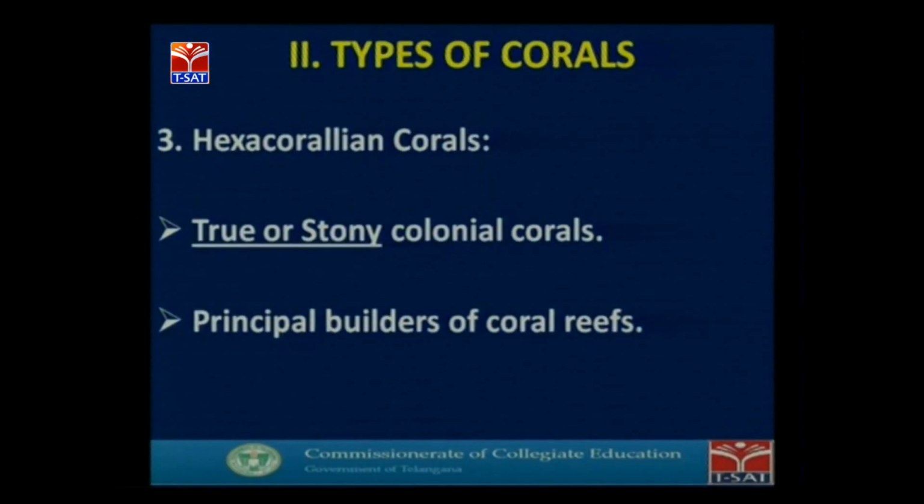These type of corals we can find in order Stolonifera. The coral axis with horny material, proteins, spicules forming red coral is useful in preparation of jewelry, belongs to order Gorgonacea. Now coming to the third type of coral, as I said earlier, they include true or stony colonial corals. These are the main builders or principal builders of coral reefs.